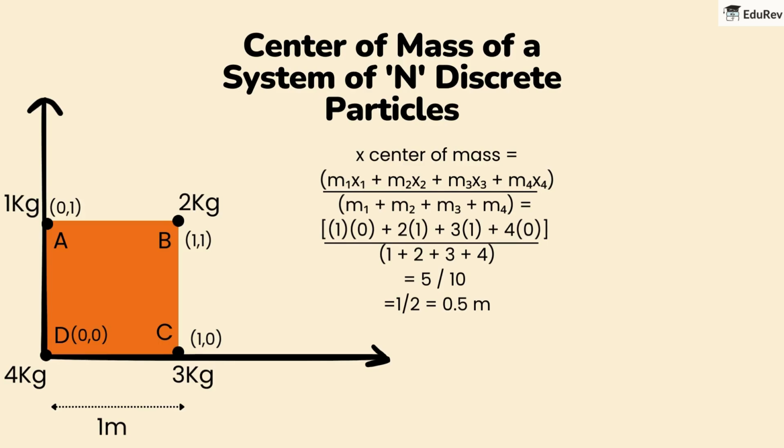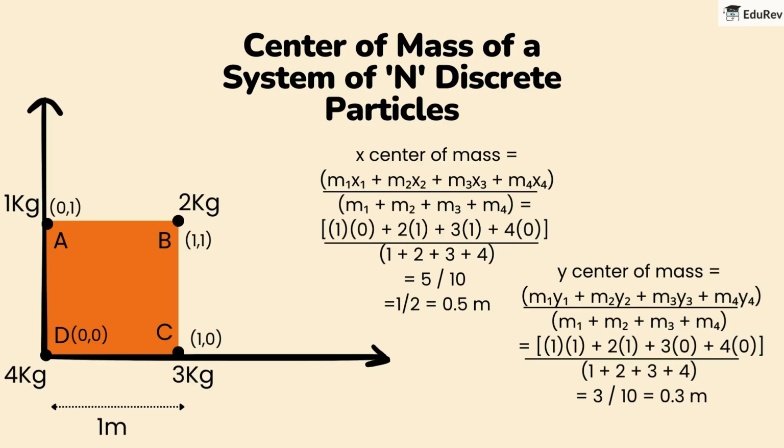Y coordinate of center of mass, y cm is equal to (m1 y1 plus m2 y2 plus m3 y3 plus m4 y4) by (m1 plus m2 plus m3 plus m4) is equal to (1 into 1 plus 2 into 1 plus 3 into 0 plus 4 into 0) by (1 plus 2 plus 3 plus 4) is equal to 3 by 10 is equal to 0.3 m. So, the position of the center of mass of the four particles is x cm, y cm is equal to 0.5 m, 0.3 m.